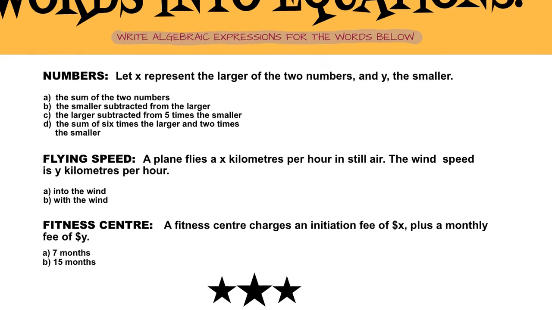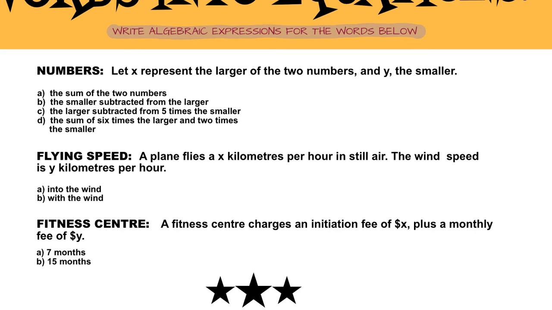The first example is about numbers. Let x represent the larger and y the smaller. Letter A is the sum of the two numbers. Sum means to add, so it's x plus y. Letter B, the smaller subtracted from the larger.